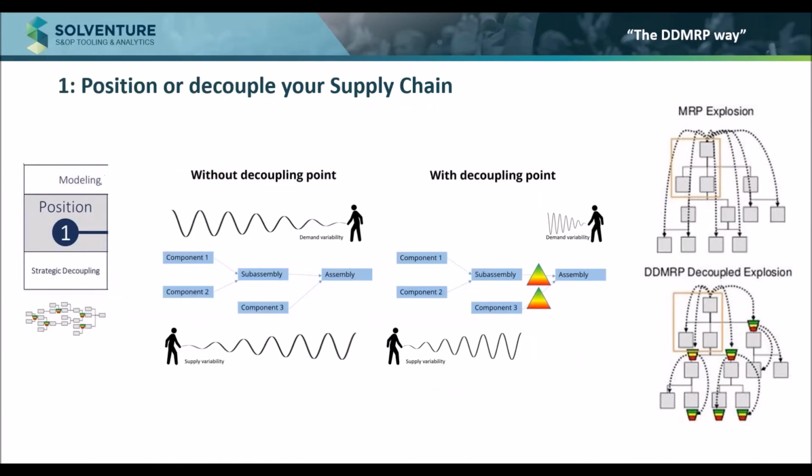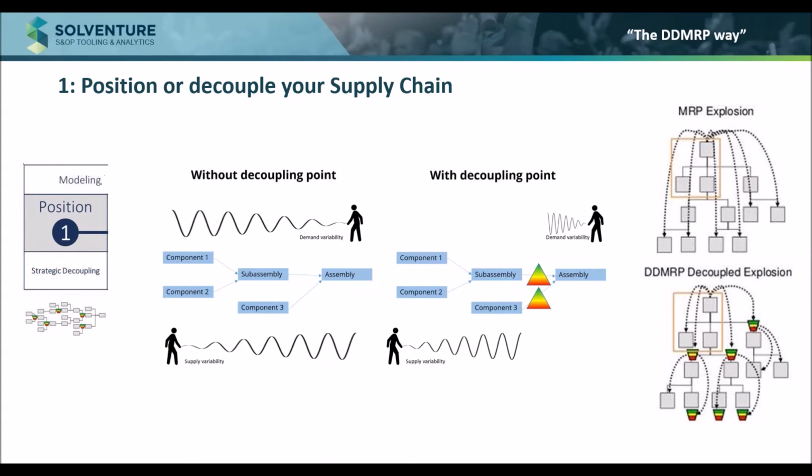So first of all, decouple your supply chain. Like I said, often the planners get the question, okay, how much inventory do you need and when do you need it? But in fact, that's not the most important question. The most important question is, where does this inventory need to be?